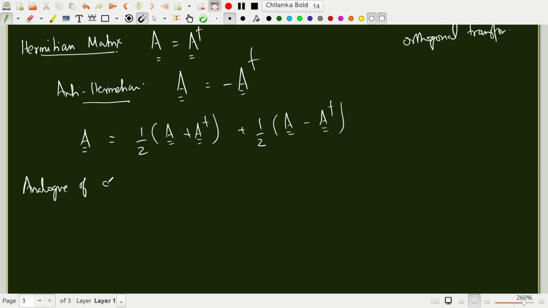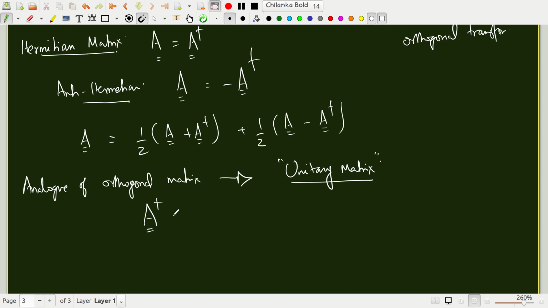Now the analog of an orthogonal matrix, when generalized to complex vector space, becomes what is called the unitary matrix. What is a unitary matrix? A unitary matrix is one in which A dagger becomes A inverse. Remember, for an orthogonal matrix you had A transpose is A inverse. Wherever transpose happens, you change it to the Hermitian conjugate. So this is basically the generalization of an orthogonal matrix to complex vector space.